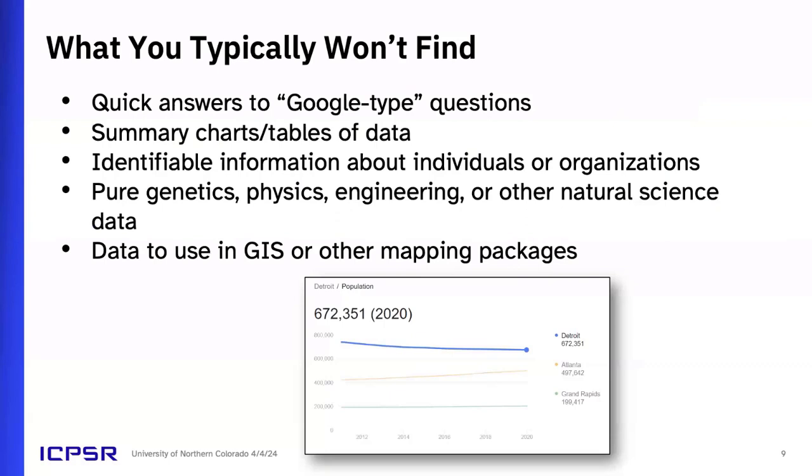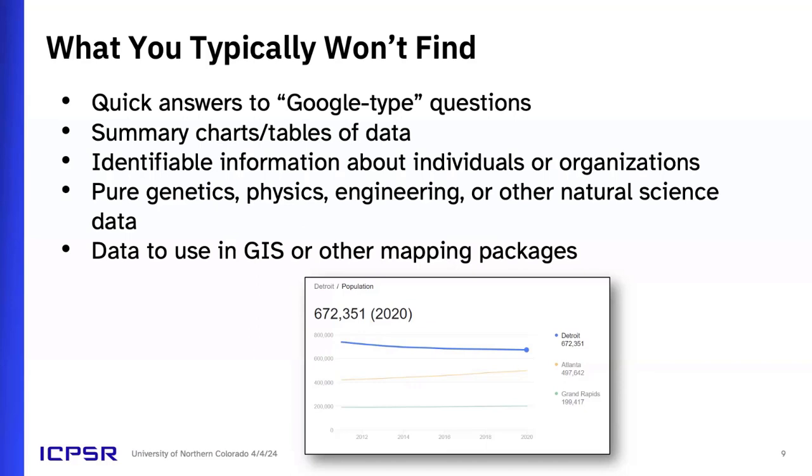What you won't find, I mentioned you won't find the summary charts or tables of data. We do have some of that, but we don't have a lot. You won't find answers to questions that you really should probably ask Google, like what is the population of Detroit? We'll give you a data set that might help you answer that, but it would just be quicker if you asked Google.